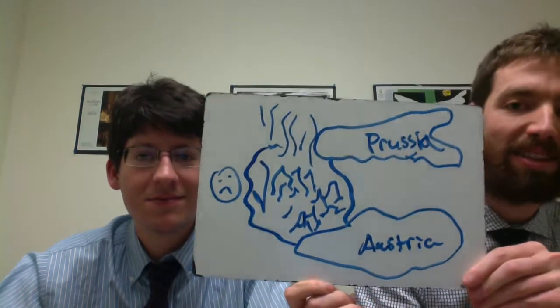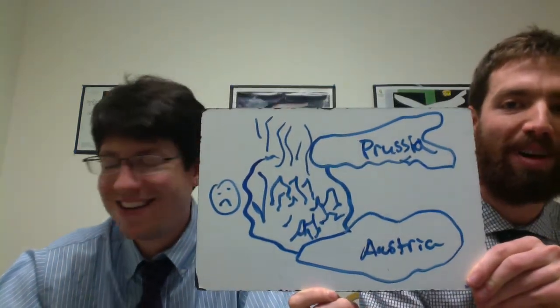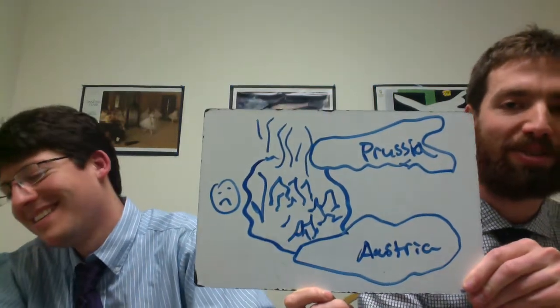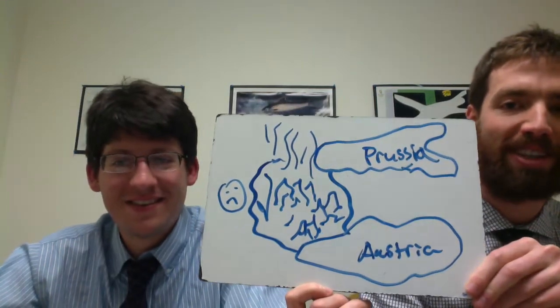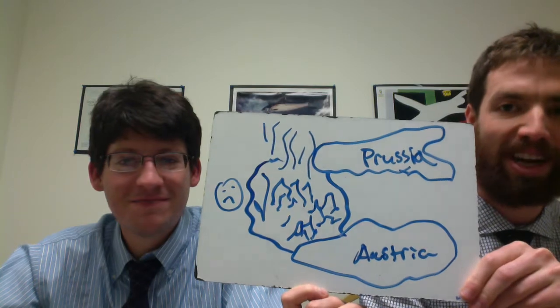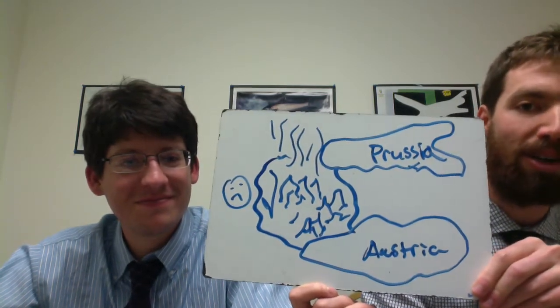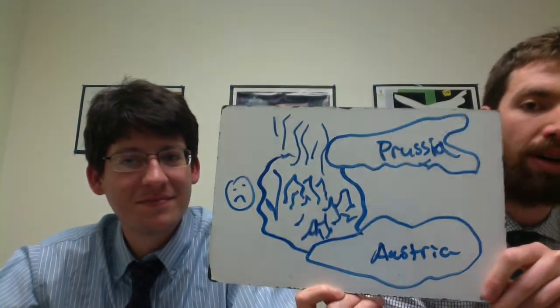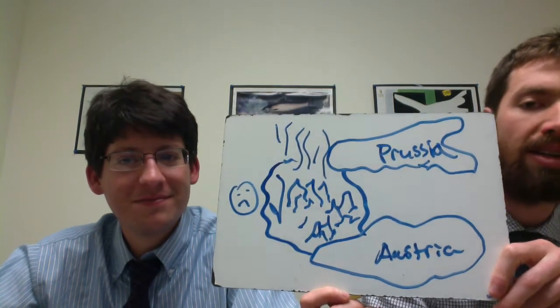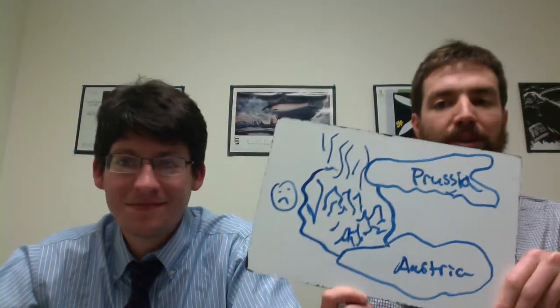So here's the smoking ruin of the Holy Roman Empire. It's been more or less totally destroyed by the 30 Years' War, and there's a sad face to show how you might feel if you lived there. And there is Prussia and Austria growing out of the northern and southern ends of the Holy Roman Empire and emerging as powerful states.